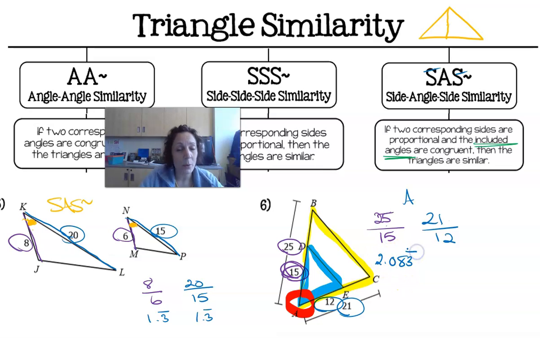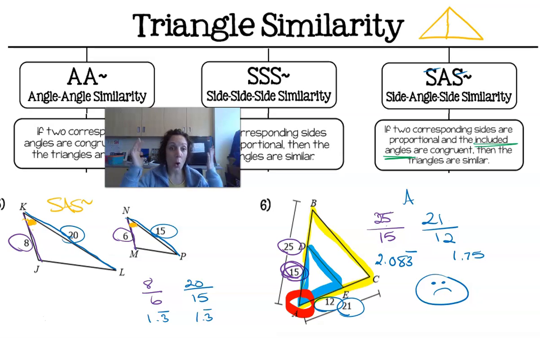25 over 15 is 1.6667 repeating. I want you to notice I'm not rounding these decimals at all. It's exactly what my calculator gave me. Over here, 21 divided by 12 is 1.75. Boo. Right. I have a side pair, I have a side pair, I have the angle in between, but the ratios aren't the same. So it doesn't work. They're not similar. Side ratios don't match up.